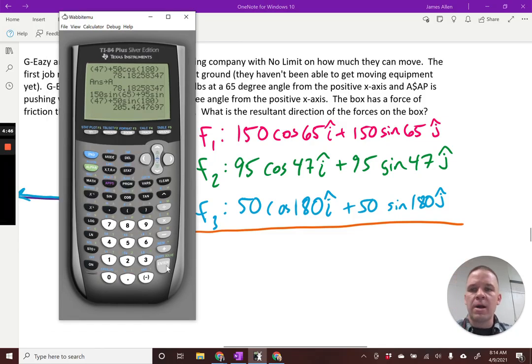Alrighty. So there we are. Get all three of those added in there. Now, you didn't really have to add the sine of 180 because that's just 0, but whatever. I put all three in there. So now I'm going to hit store, and alpha, we're going to store that as B.